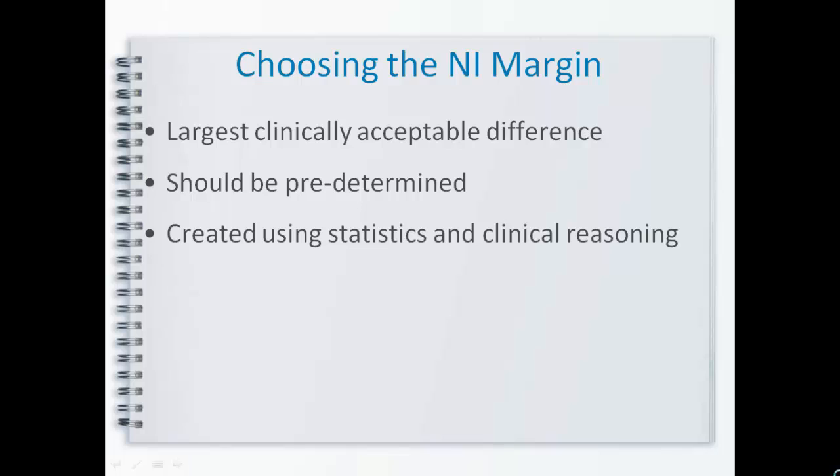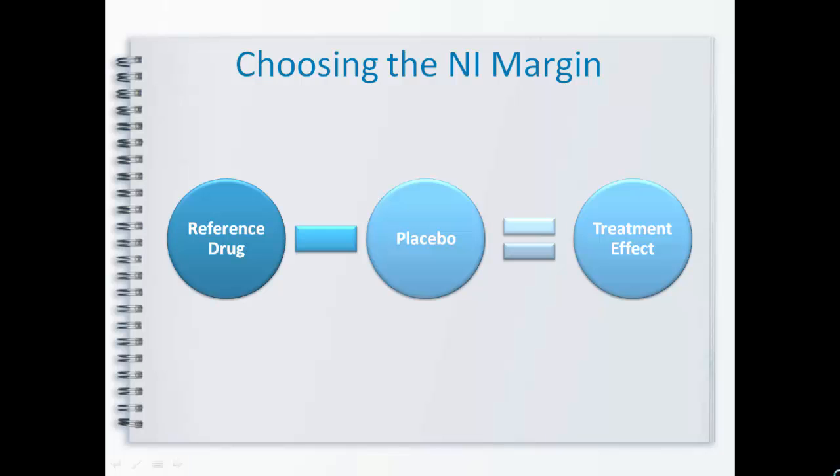The NI margin should be predetermined in order to prevent bias and developed using both statistical techniques and clinical reasoning. Statistically, the starting point for choosing the NI margin is with the placebo studies for the active comparator. In these studies, the active comparator was shown to have a certain amount of effect. The placebo group may have shown a small effect as well, due to various potential confounders or biases. When the effect in the placebo group is subtracted from the effect of the treatment group, this gives the absolute treatment effect. Knowing the effect of the active comparator can serve as a starting point for the effect that you will be looking to see in a non-inferiority study.